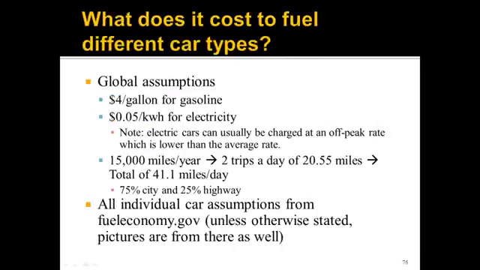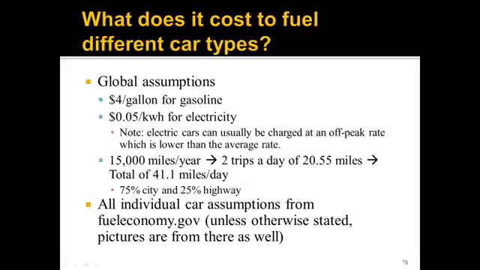All right, so what we really want to answer is, what does it cost to fuel these different car types? And for all of our cars, we're going to use the same assumptions. We're going to use $4 a gallon for gasoline. We're going to use 5 cents a kilowatt hour for electricity. And why we're doing that is because electric cars can usually be charged at off-peak rate, so at night or whatnot. That's usually lower than the average rate of electricity, and that's why we can use a cheaper rate for electricity.